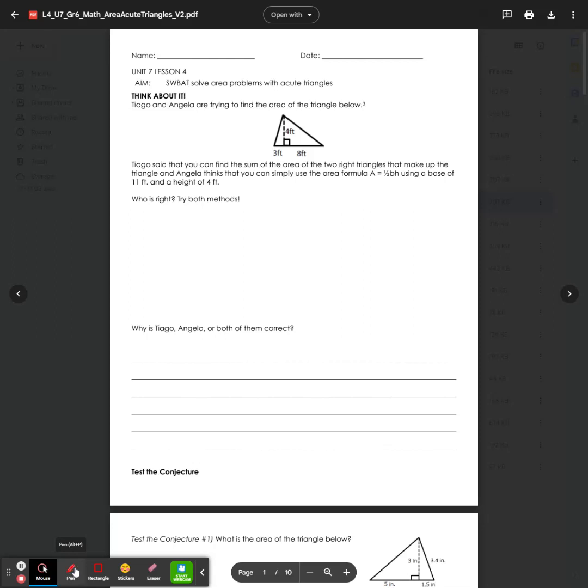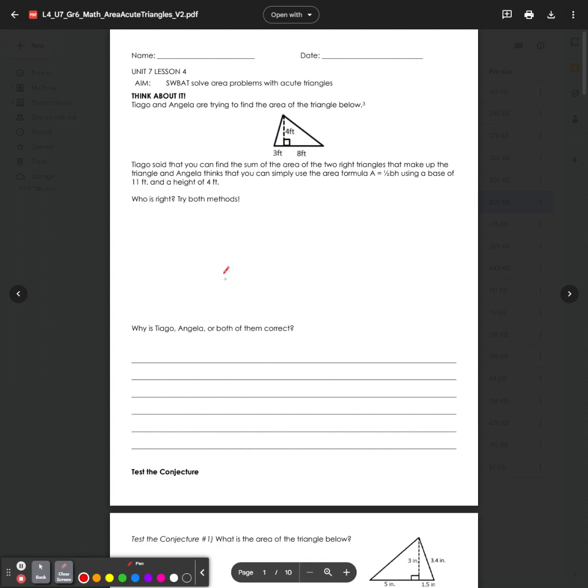Hey kiddos, in this video we're going to go over how to solve area problems with acute triangles. We saw in the last video how to solve right triangles, and now we're going to see how to solve with acute triangles. And so in this question we see that Tiago and Angela are trying to find the area of the following triangle that we see here.